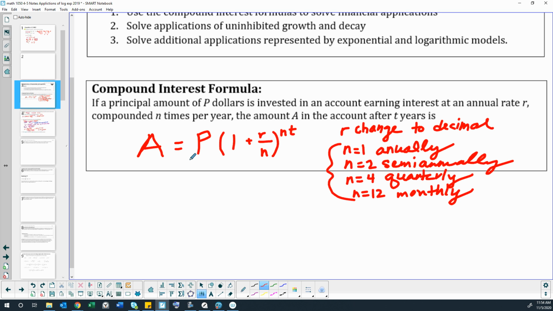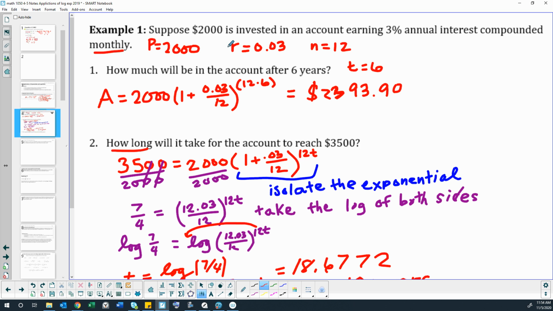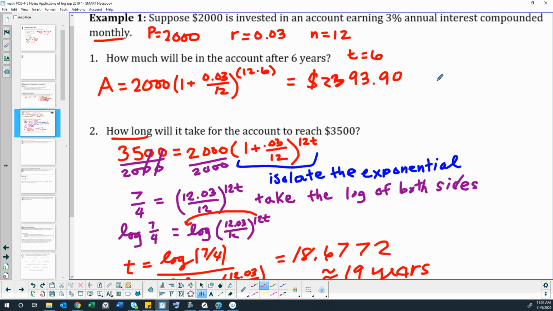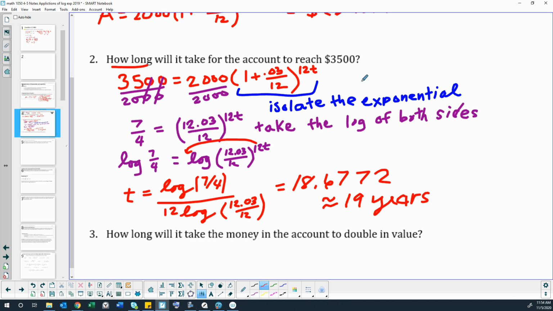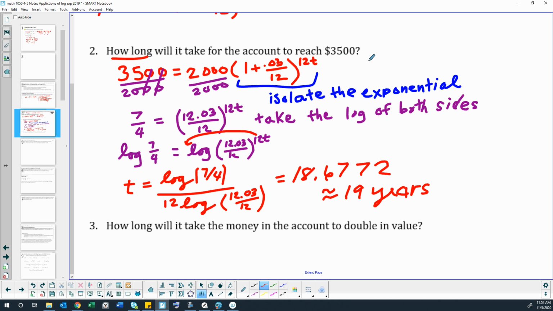We've got our compound interest formula, and then we have this problem we're working on that says, suppose we're investing $2,000 in an account earning 3% annual interest compounded monthly. So we figure out the principal is 2,000, r is 0.03. It's a very common mistake, by the way, to not change that to a decimal. And then n equals 12. So then we did part one by just plugging the numbers into our calculator and finding that we would have $2,393.90 in 6 years. And then we used some logarithm solving to figure out how long it would take for our money to reach 3,500.